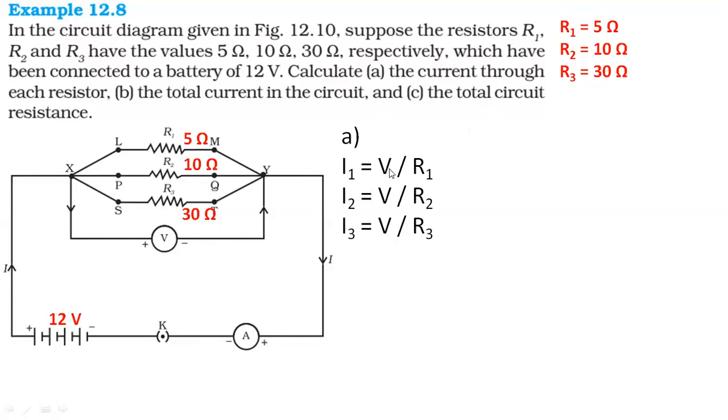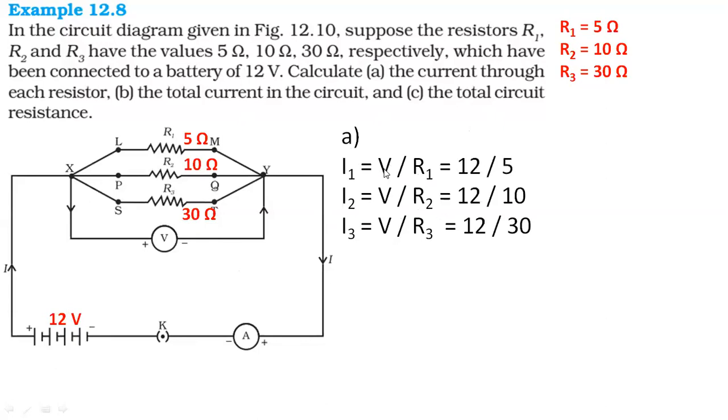The formulas for these are based on what? Ohm's law. So I1 is equal to V by R1, I2 is equal to V by R2, and the same for I3. Why have I not used V1, V2 and V3? Because V1, V2 and V3 are equal to V. This is a parallel circuit, no? So V1, V2 and V3 are equal to V.